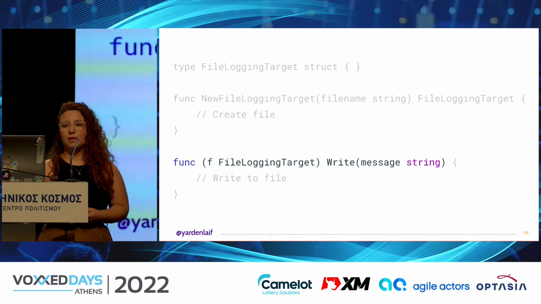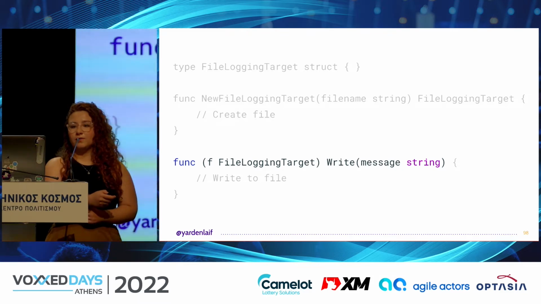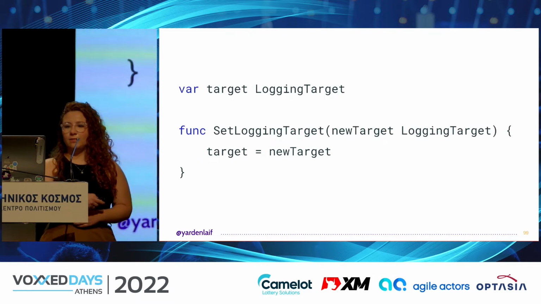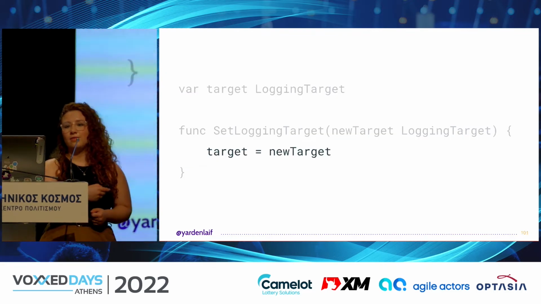And I will implement that write method again. So both file logging target and standard logging target are implementing the logging target interface. Great. The only thing missing is changing that logging target. So I created a set logging target function and just changed it to the new target we want.